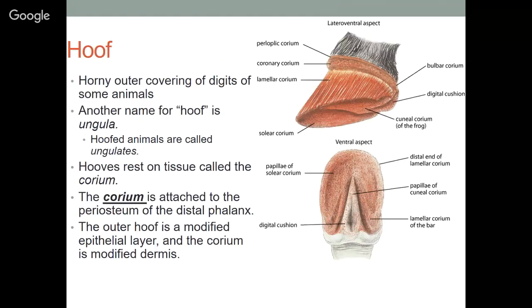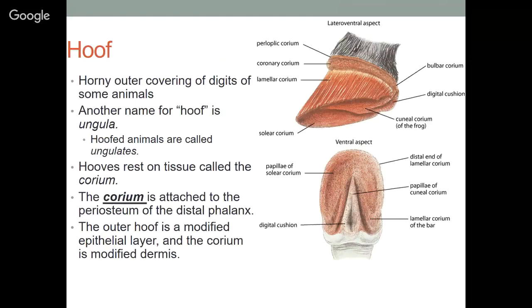That corium is attached to the periosteum of the distal phalanx. So the distal phalanx is the very tip of the digit. So if you are a horse and you walk on your third digit, on the very tip of that third digit, there's a bone, the last joint. There's that final bone. That's where the corium is attached to the bone, or the periosteum, the outer covering of the bone, and to the hoof. The outer hoof is a modified epithelial layer, and the corium is a modified dermis. So we have layers of the skin, epidermis, dermis, and then we have the dermis attached directly to the periosteum.